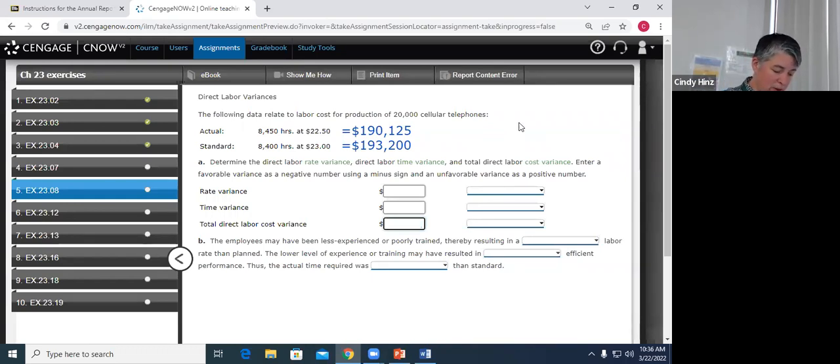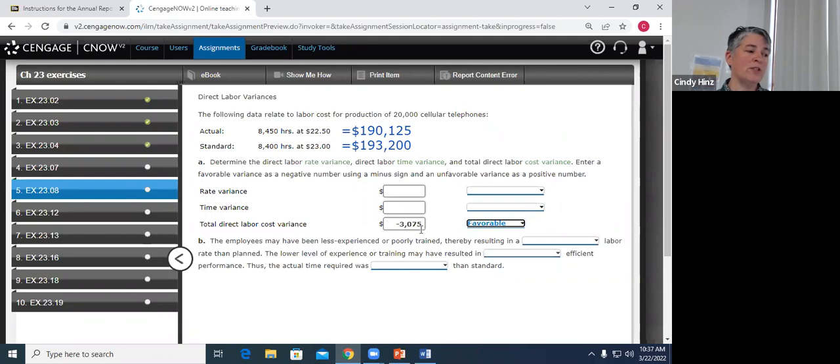But it might be that our company looks at this difference, the standard 193,200 compared to the actual, and they see a favorable variance, we're going to show that as a negative. We see a favorable direct labor variance of $3,075. And we compare that to the standard and see it's about 1.6% of the total. And we may look at that and say, good enough. It's within our tolerances of 2% or whatever we've decided is acceptable. Or they may say, yeah, let's see what really happened there.